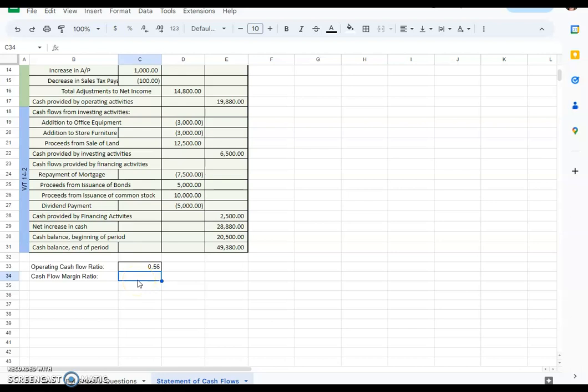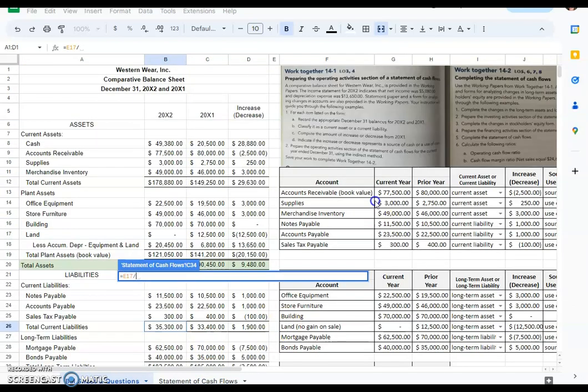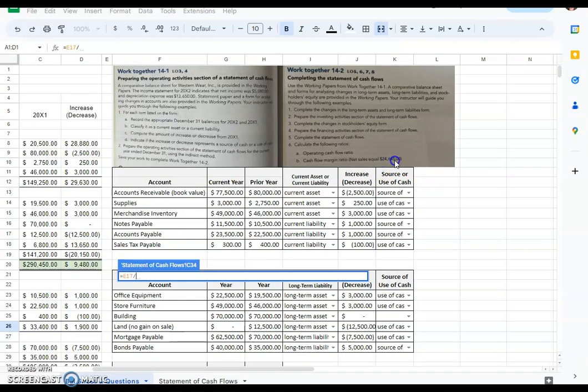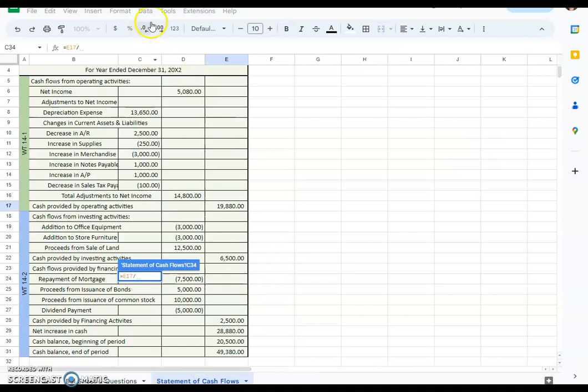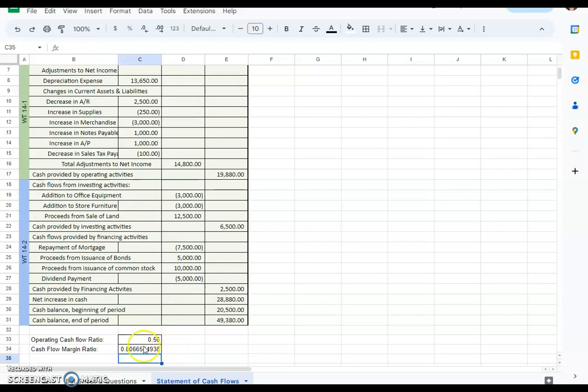All right, cash flow margin ratio. And that one is calculated as cash flows from operating activities divided by net sales. So equals your cash flows from operating activities. And then our book told us what the net sales was. So it told us the net sales equals $24,645. So 24,645. Okay. So 0.81 is that ratio.